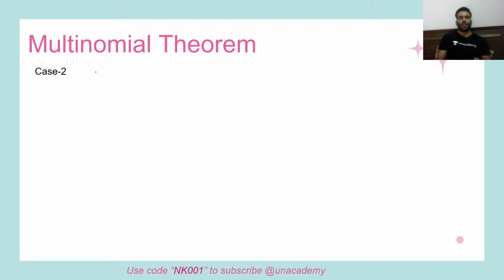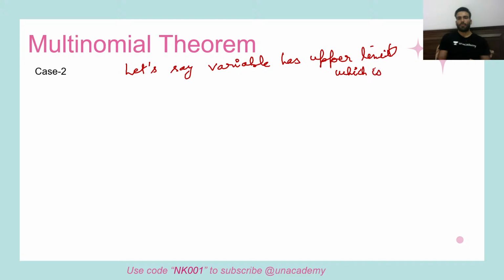Now the second case: let's say your variable has an upper limit which is lesser than n. As I told you in the previous slide, it is all about non-negative solutions. Non-negative means 0 can also be a solution, so we start from x raised to 0, which becomes 1. So 1 plus x square, and we start like this.